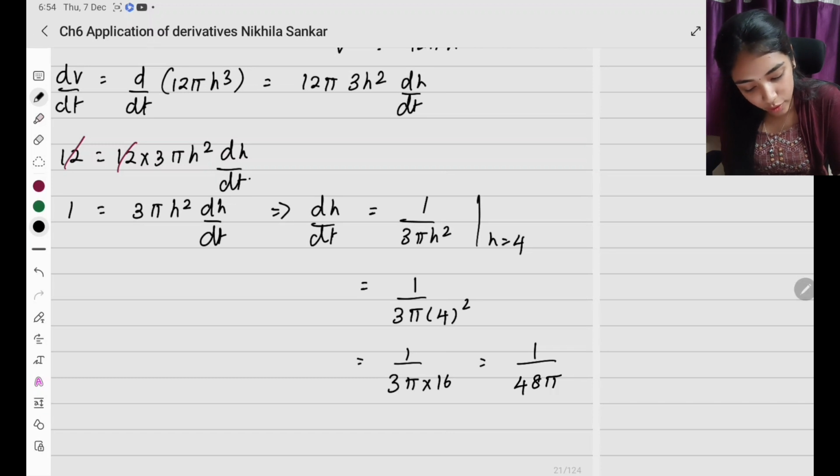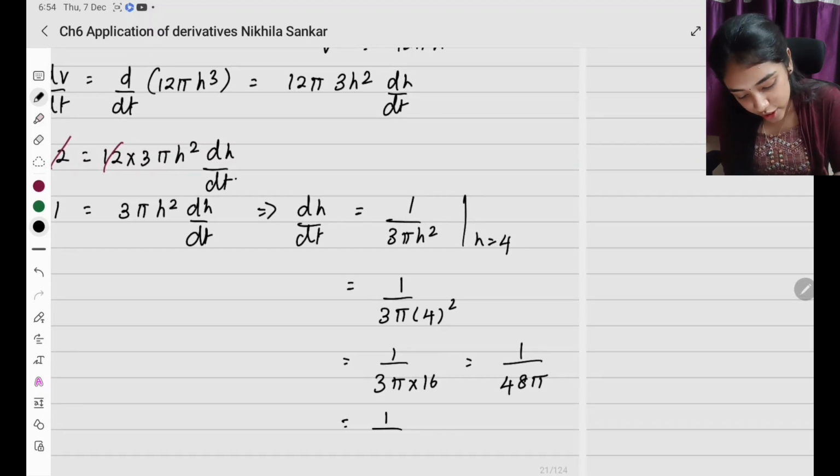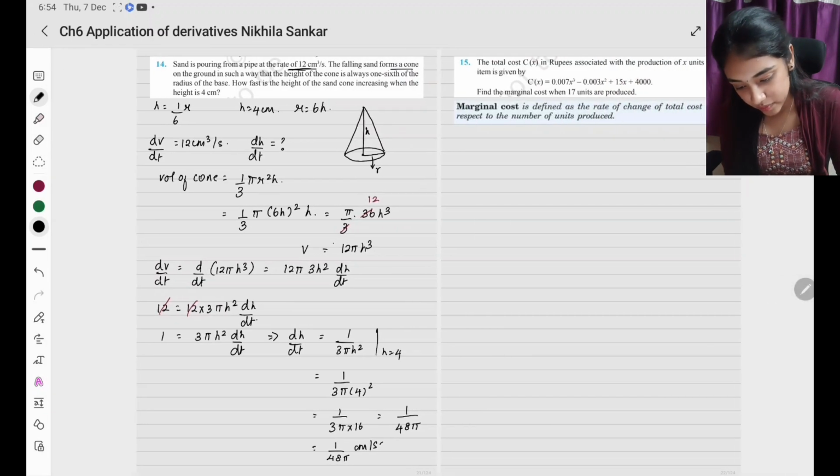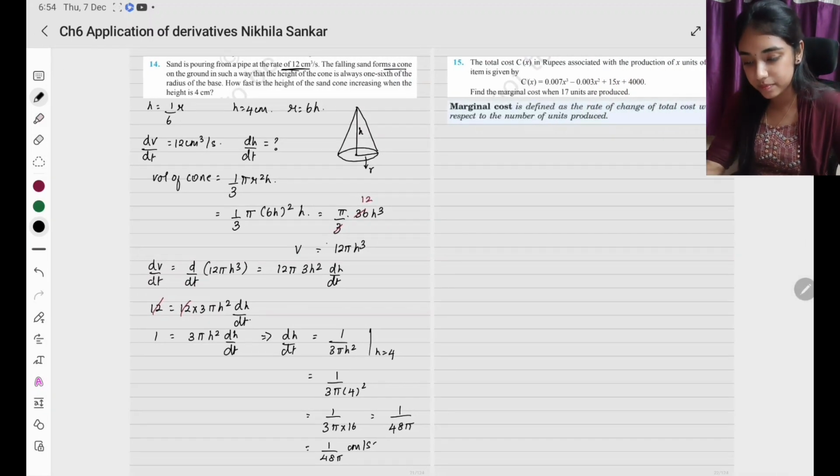So, I have 1 by 48 pi, and this is my rate of change of height. So, 48 pi centimeter per second. Okay, this is my answer. Please copy. Question number 15.